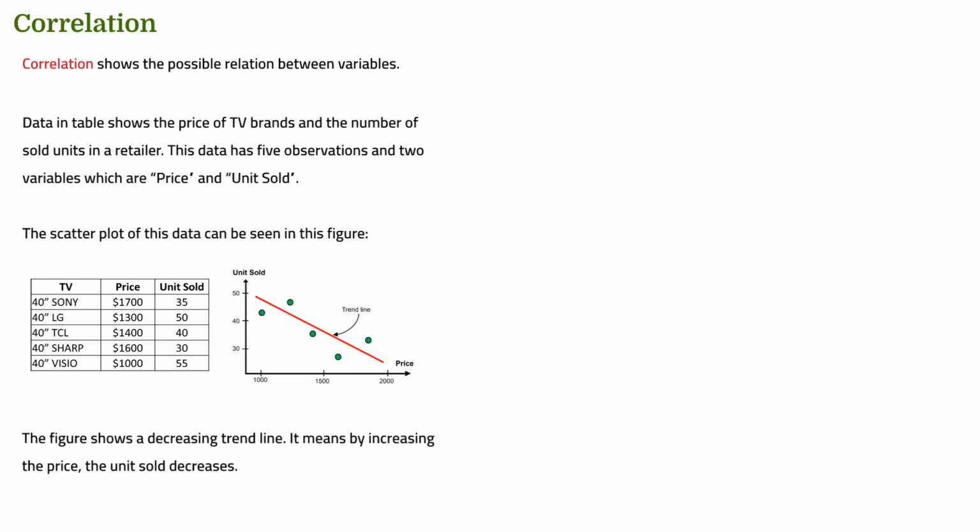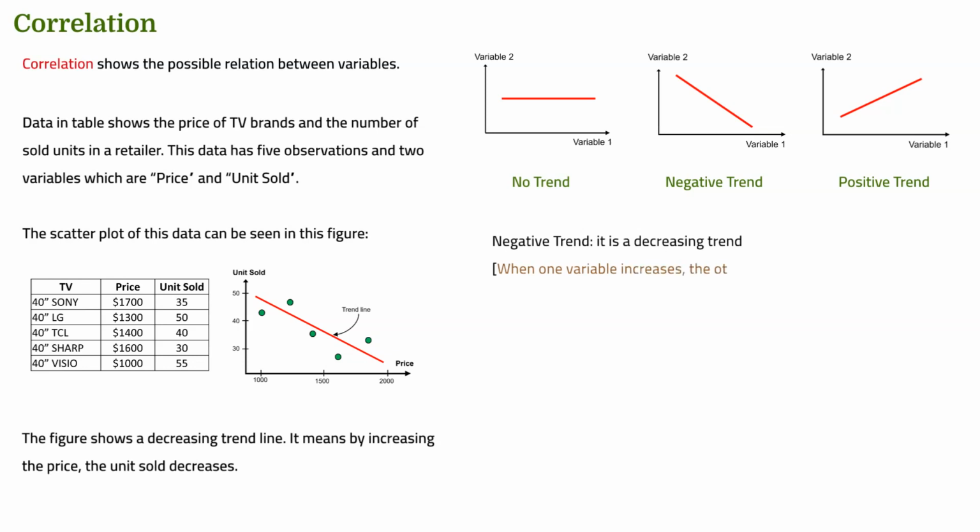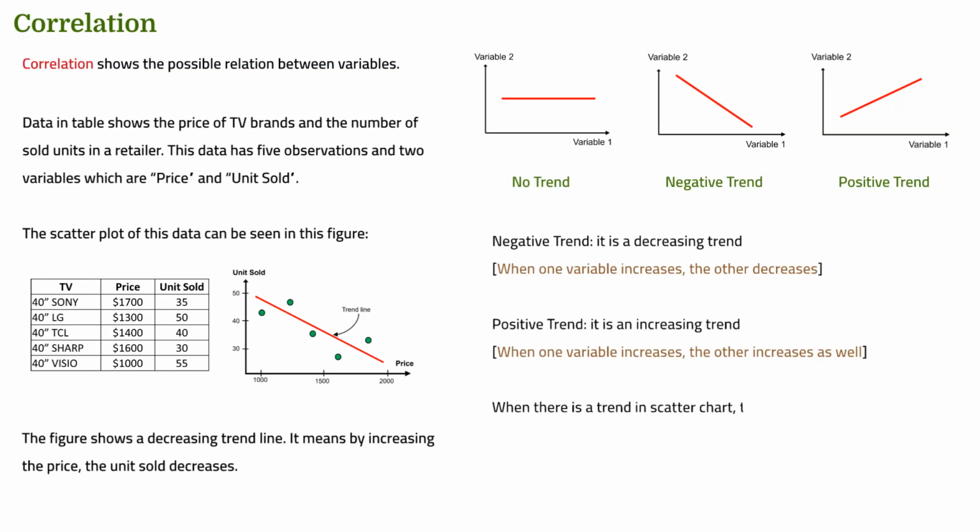Here are some possible trends. In a scatter chart, it can be no trend, which is a horizontal line. It can be a negative trend or decreasing trend, or it can be an increasing trend or positive trend. Negative trend, it's a decreasing trend. When one variable increases, the other decreases. Positive trend, it is an increasing trend. When one variable increases, the other increases as well. When there is a trend in a scatter chart, there is a possible correlation between variables.